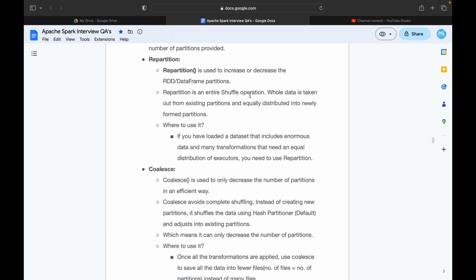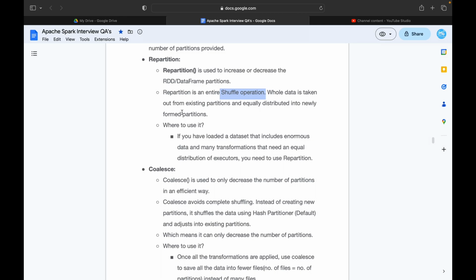So repartition is used to increase or decrease the RDD or data frame partitions. Repartition is an entire shuffle operation. So when you do repartition on an existing data frame, it will either increase or decrease the data frame partitions, and obviously it involves a lot of shuffling operations as well. So the whole data is taken out from the existing partitions and equally distributed into newly formed partitions.